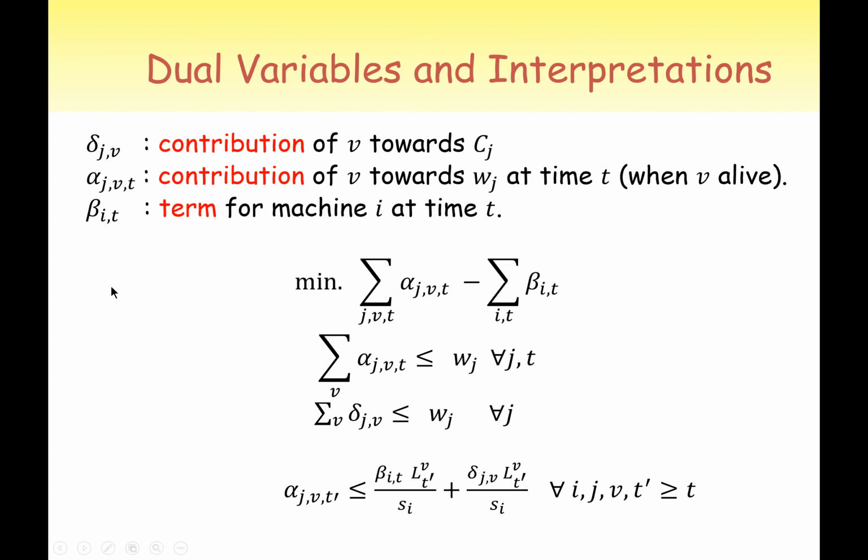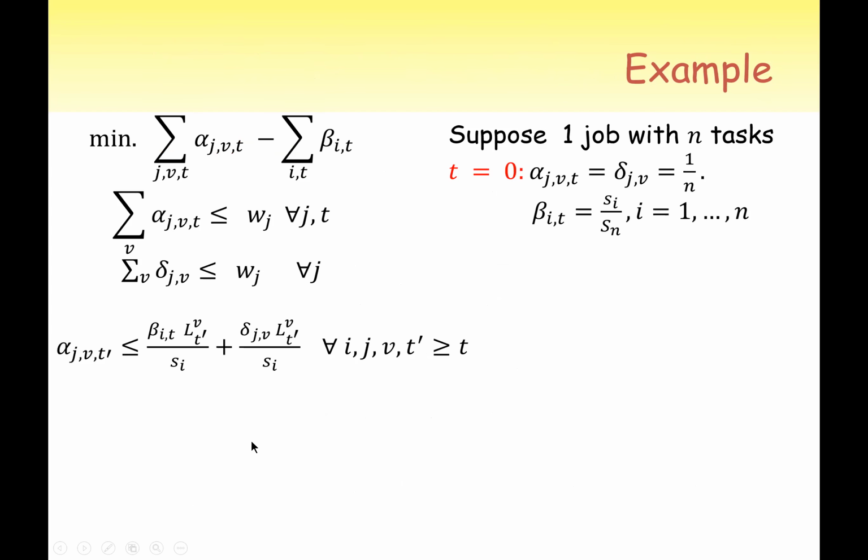And then we have a term beta IT, which is a term for machine I at every time t. It appears as a negative term in the objective function. So the higher you make it, the lower the objective function will be. So you don't want to raise it very high, but then you have this constraint lower down here, which you want to satisfy. As such, we don't get much insight by just looking at it, but let's say a few things about it later on. So this is how it looks.